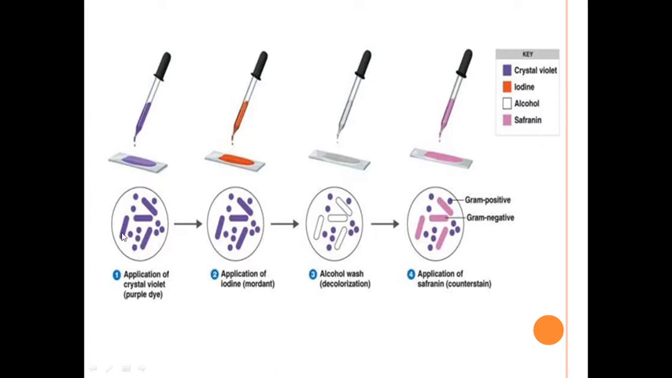First of all, there are mainly 4 steps. Application of the crystal violet, the primary stain. Then you add the mordant, that is the gram's iodine. Then you wash the slide with alcohol, and at the last step, application of the safranin counter stain. So you differentiate the bacteria: gram positive, which are purple in color, and gram negative, pink in color.